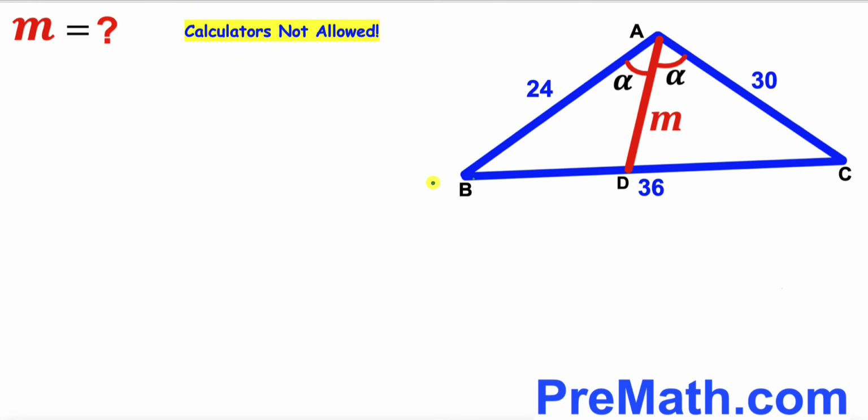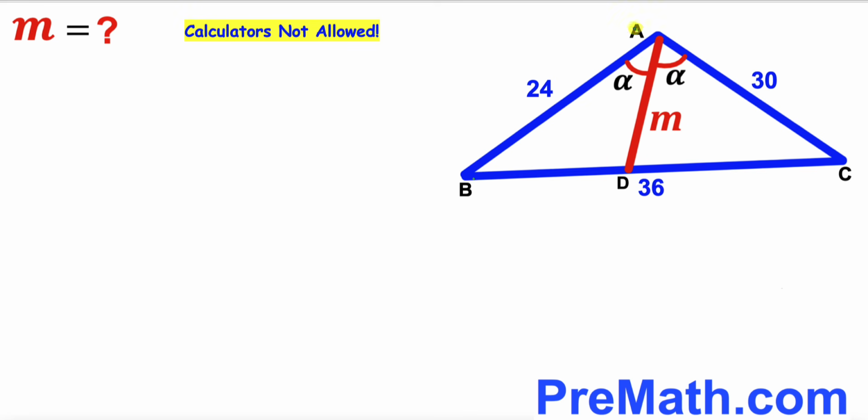Welcome to PreMath. In this video, we have this scalene triangle ABC along with this angle bisector AD, as you can see in this given diagram. In other words, this angle BAD is alpha, and likewise this angle CAD is alpha as well. Both of these angles are congruent. And moreover, this angle bisector is represented by lowercase m.